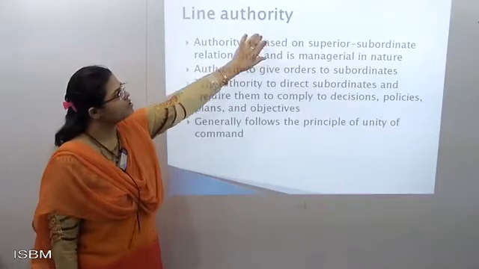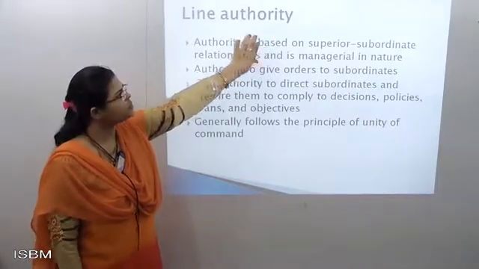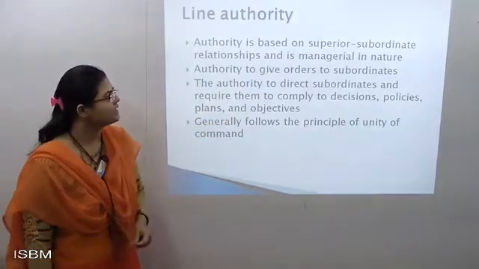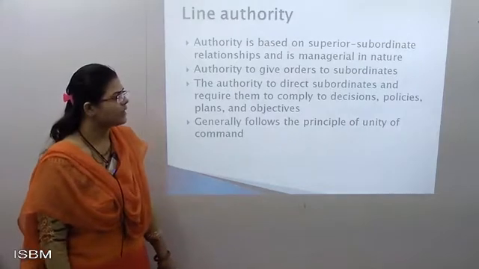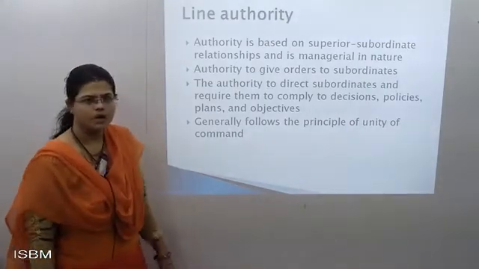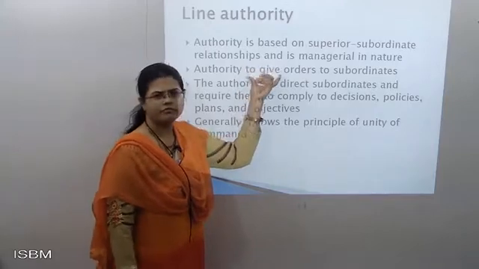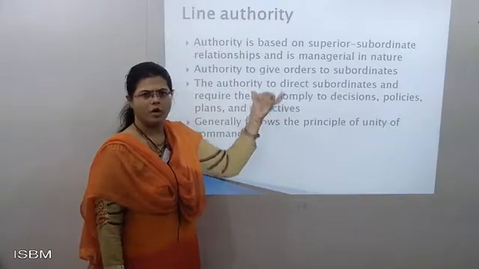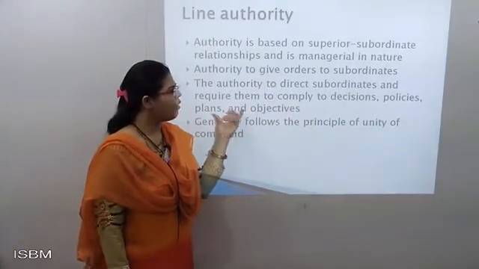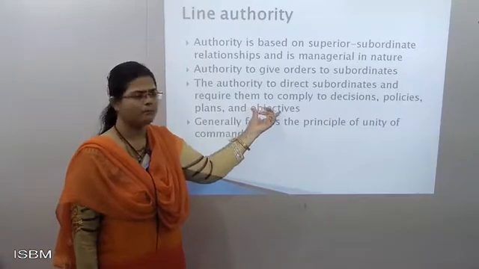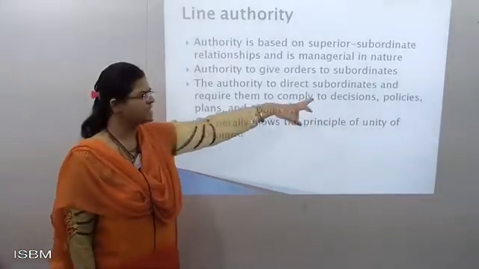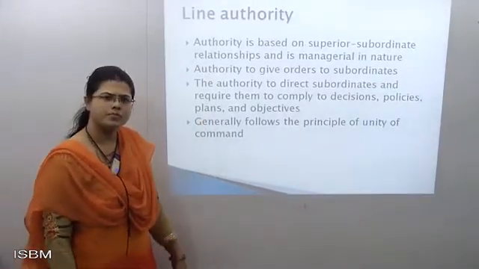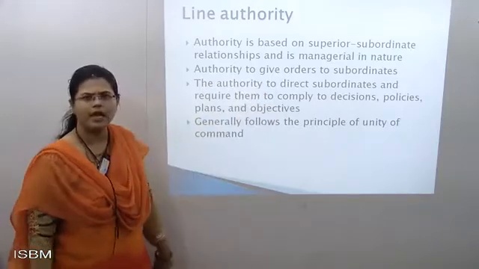Once the superior who is in the higher part passes the authorities to the subordinates, to the lower ones, it gives the authority to direct the subordinates and require them to comply with the decisions, policies, plans and objectives. When the duties and authorities are passed from the superior to the subordinate, all these different things are complied with. Decisions will be taken properly, policies will be followed properly, plans will be done properly, objectives will be achieved properly. So ultimately each and everything will be done properly.